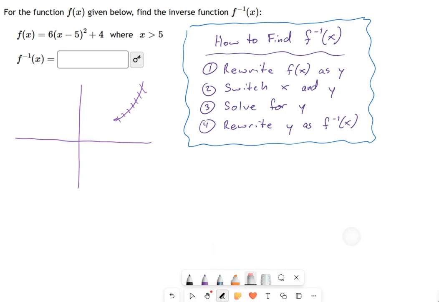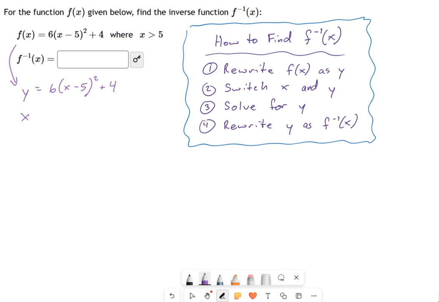Okay, so with that in mind, let's get right back into our technique for how to find the inverse of something. The first thing I'm going to do is change that f of x to y. So I get y equals 6 times (x minus 5) squared plus 4. Next, according to my procedure on the right, is switch x and y. So it's x equals 6 times (y minus 5) squared plus 4. You have to keep writing all those little details in there.